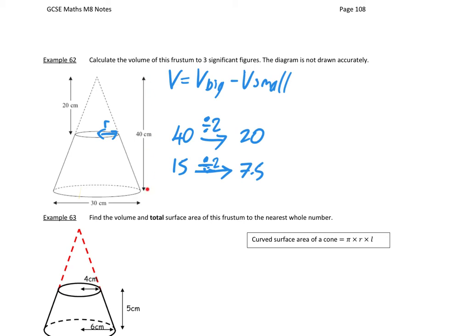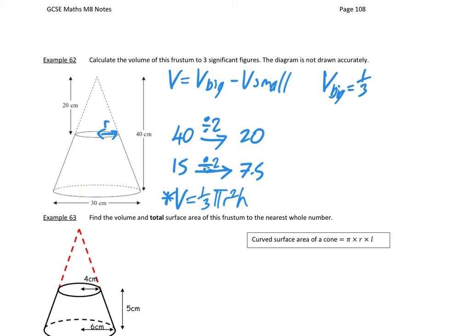The height of the big is 40. The height of the small is 20. So we're going to do all our working out here. Volume of the big is equal to 1/3. Sorry, I'll just write that down. Remember, the formula for the volume of a cone is 1/3 pi r squared h.